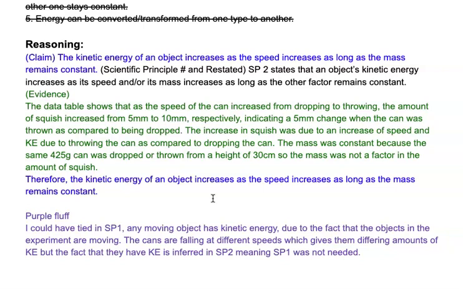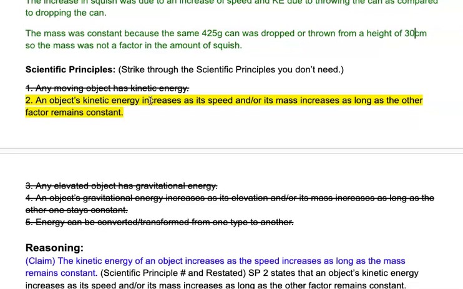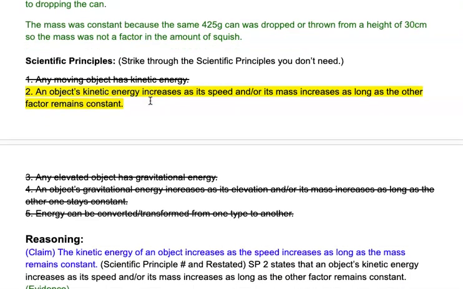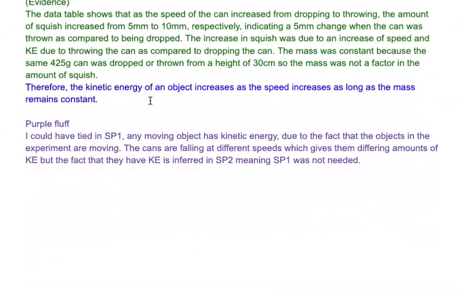Now, let's go back up to scientific principle number 1. If I had wanted, I could have used scientific principle number 1 and written extra stuff. So, any moving object has kinetic energy. It's true we are talking about kinetic energy. However, again, scientific principle number 2 includes this in that statement. So I really don't need to use scientific principle number 1. So remember, that's the stuff that I call purple fluff. You can use it if you want, but you don't have to. It will not enhance your score, but if you use it incorrectly, it could decrease your score. So you want to be careful with the purple fluff part.